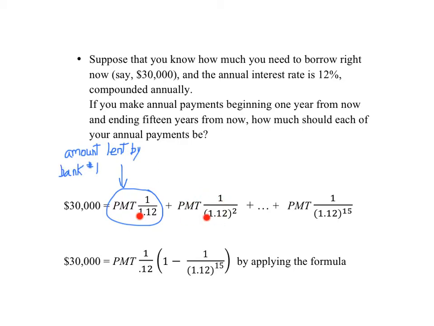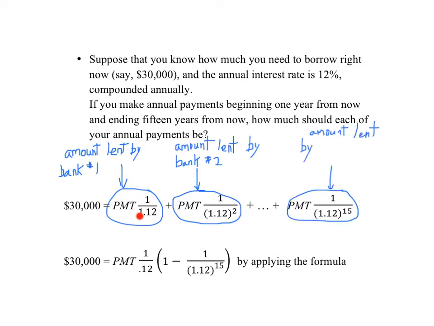Bank number two loans us a little bit less than bank number one, also based on a payment of a certain number of dollars, but 2 years from now. That goes all the way out to bank number 15, which is going to lend us a certain amount of money today based on a payment of that same dollar amount PMT, but not until 15 years from now. It would really be a nuisance to compute all this by hand and solve for PMT. We rely on the formula.